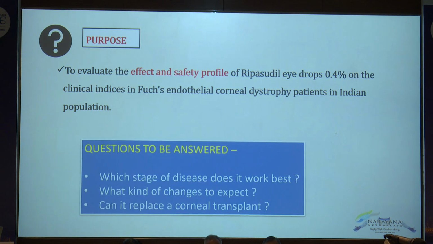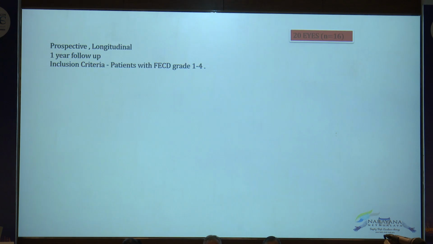The questions which came up to me were: at which stage of the disease does this work best? What kind of changes do we expect? How do we measure these changes? And there has been a lot of work on these drops with DSO, which is just the stripping of the Descemet's, and it's shown to work well. So can it over time replace a corneal transplant?